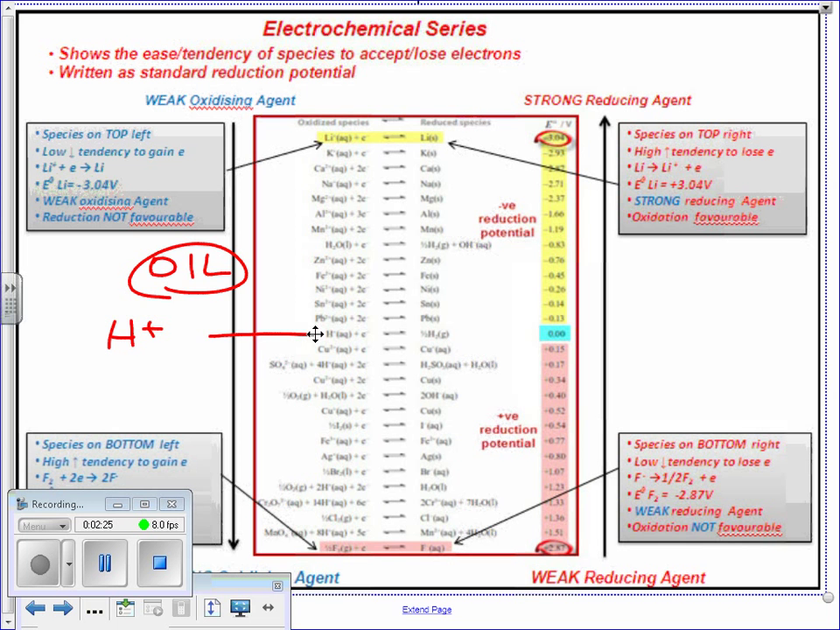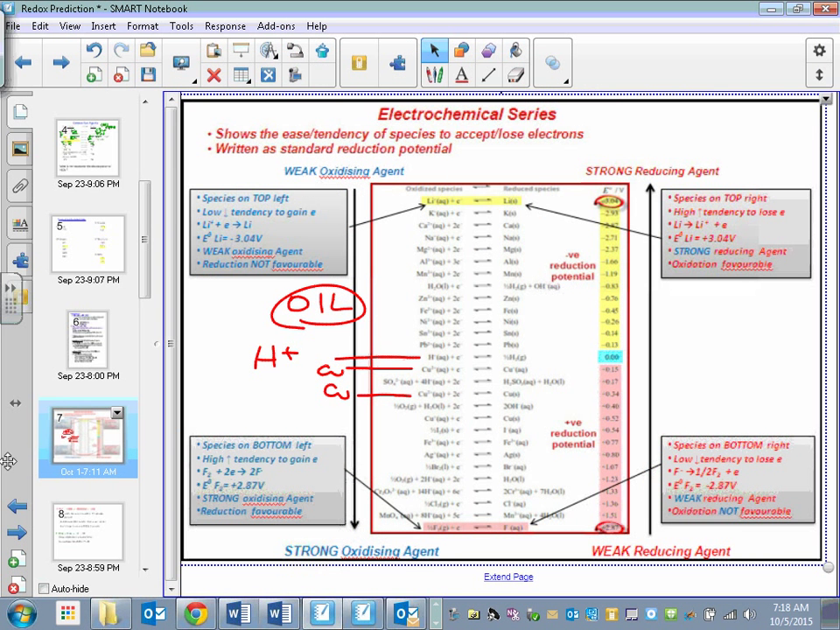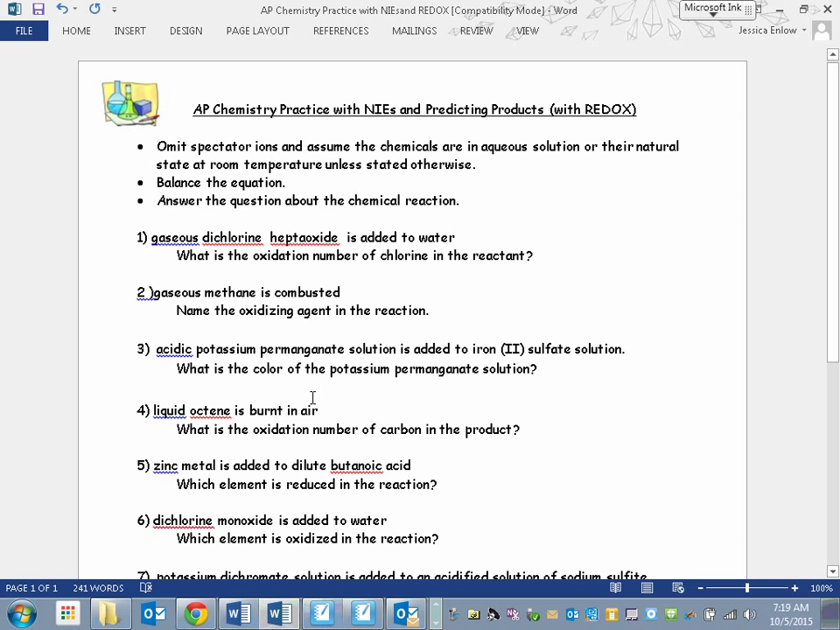Hydrogen's right in the middle, so we're going to use that as a comparison. If you can kind of see, this is copper. Copper is generally low in the activity series, like you predetermined already from your basic knowledge of the activity series. I'm going to use this occasionally today, but I want you guys to go ahead and start helping me answer these. Okay?